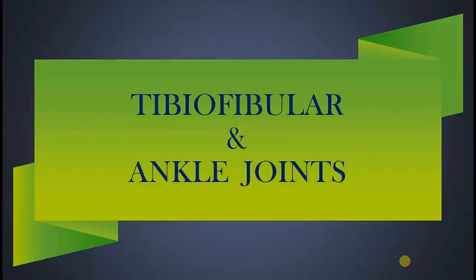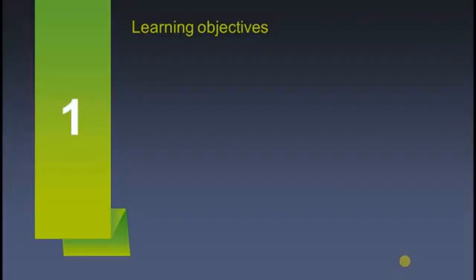Today I will be discussing the tibiofibular joints, the ankle joint, and also the subtalar joints. Okay, so those are the remaining joints in the lower limb: the tibiofibular joints, the joints of the leg, the ankle, and the subtalar joints. So, our learning objectives for today.